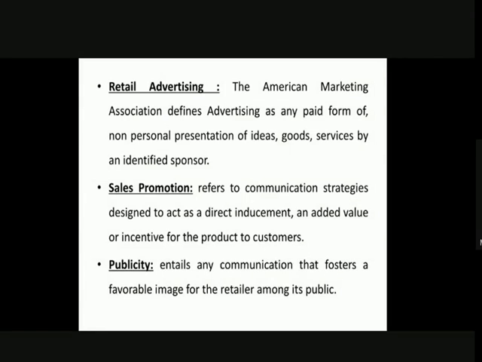Then we have publicity, which entails any communication that helps a company or a retailer increase their favorable image in the mind of the public. If somebody wants to buy or visit a store, which store has to be visited? Once publicity is properly done among the public regarding the retail store, that will probably be the first choice for customers to enter and shop.